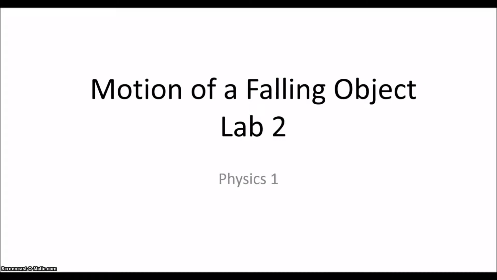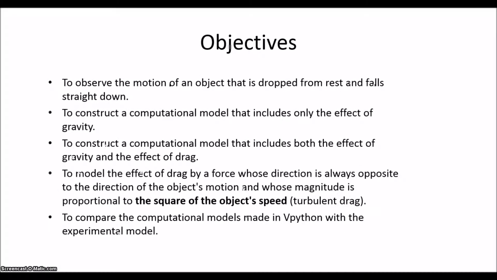Hi, this is Lab 2 covering the motion of a falling object. The objectives of this lab were to observe the motion of an object that is dropped from rest and falls straight down, to construct a computational model that includes only the effect of gravity, to construct a computational model that includes both the effect of gravity and the effect of drag, and to compare the computational models made in VPython with the experimental model.